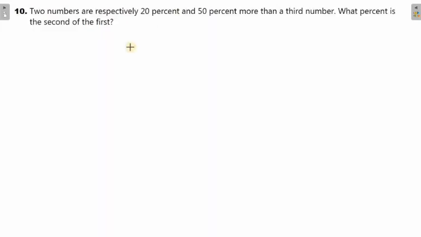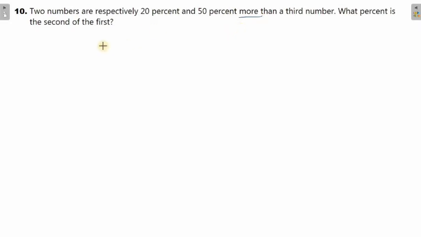Right, so from here onwards, all the sums are of similar type. Okay, let me show you one question at a time. So first question, question number 10 says, two numbers are respectively 20% and 50% more than the third number. Remember, the keyword here is more.